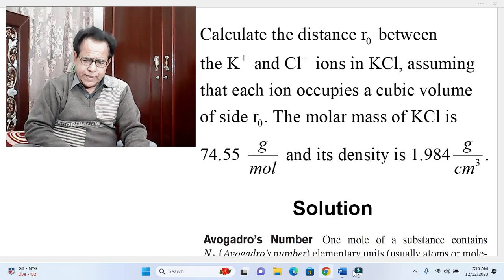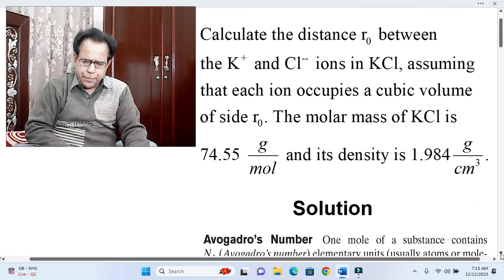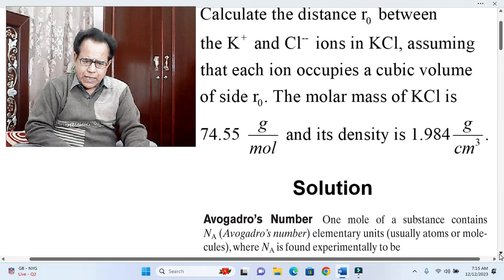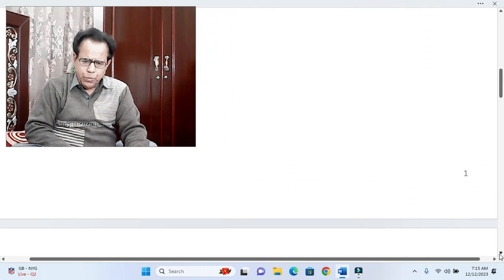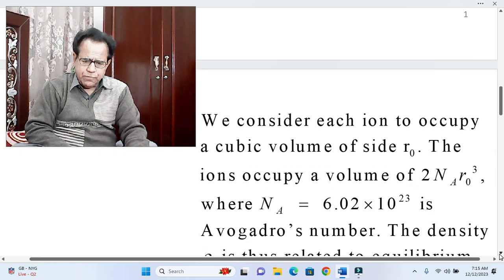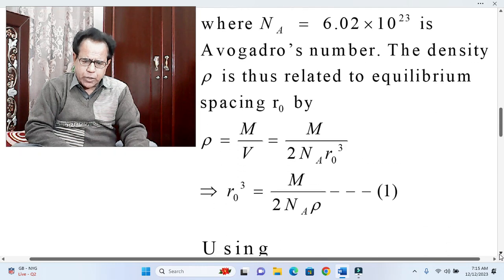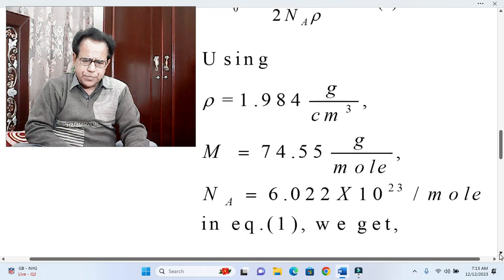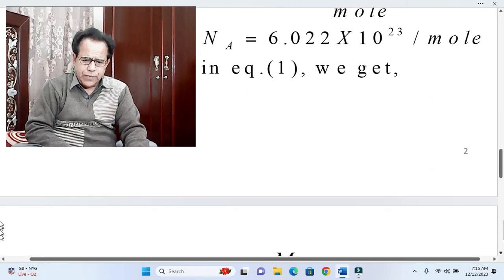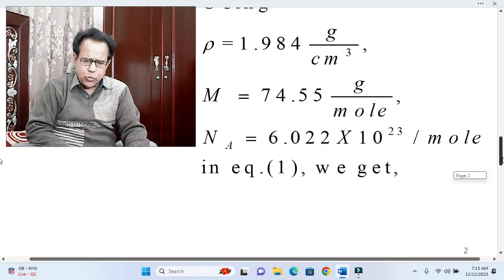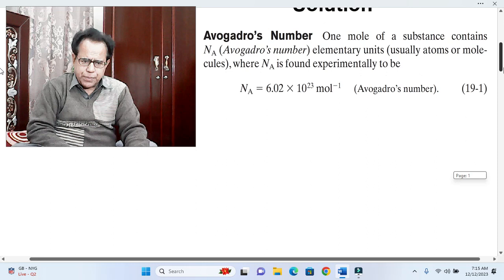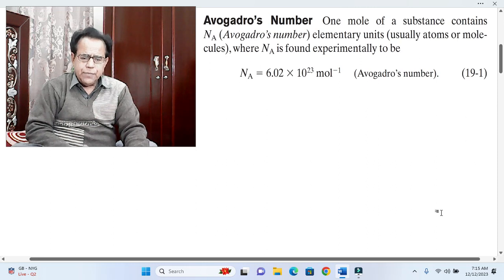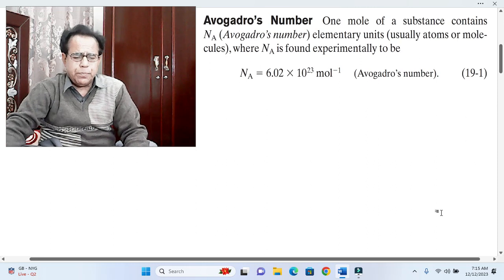Yes, students, quite simple. We have to just use a formula and our problem will be solved. We see how many snapshots we have chosen. We have chosen only one snapshot for this problem, and that is Avogadro's number. So first we come towards Avogadro's number.